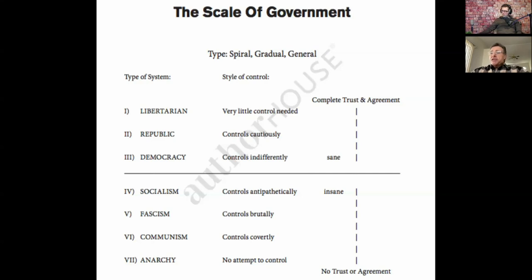So this is really the way to understand governments. Forget left and right. There is no left and right. It's up or down. And the 3 top levels are sane, and the bottom 4 levels are insane. So you can reasonably conclude there are no sane governments on earth. They're all insane.